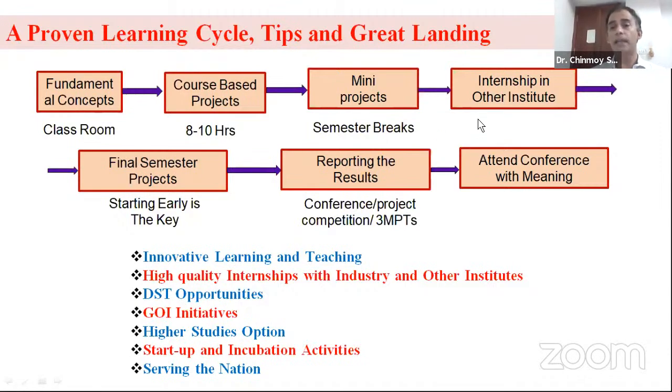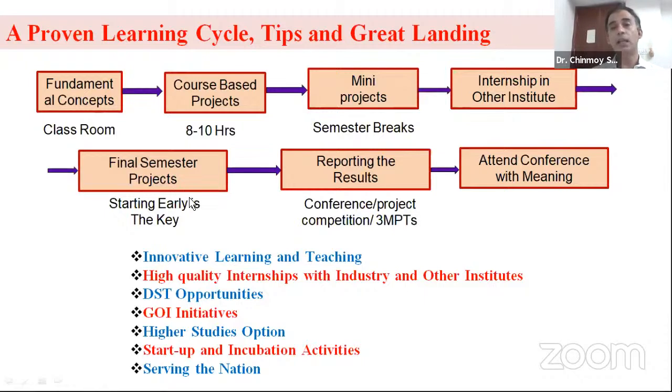I have seen from my experience with various generations of students, with me and with other senior faculty members, those who take good internship work in this institute or other institutes or industry, they excel. Definitely they excel. So you should take these opportunities. So the final semester project is the key.